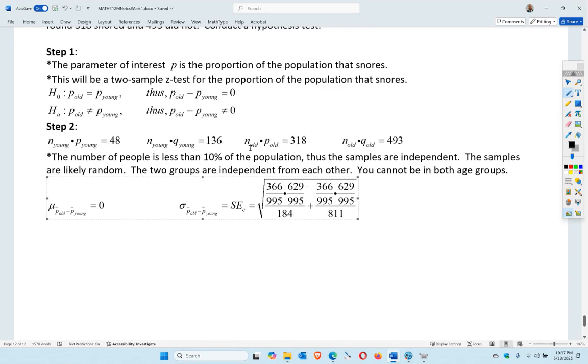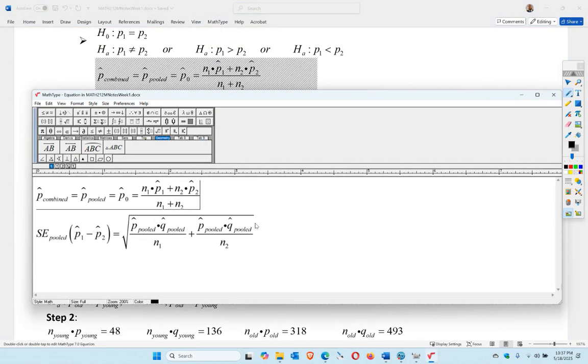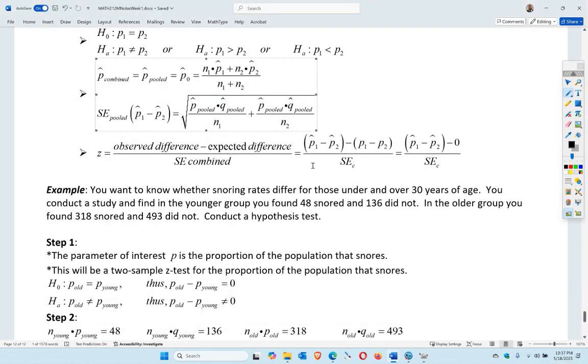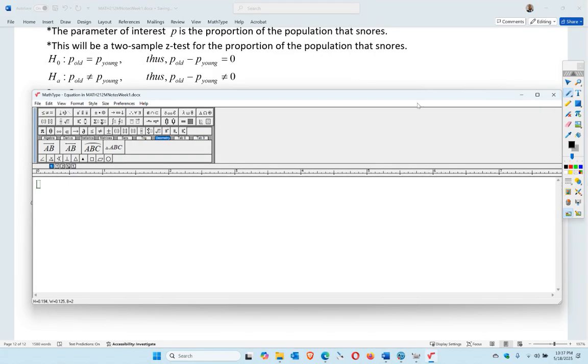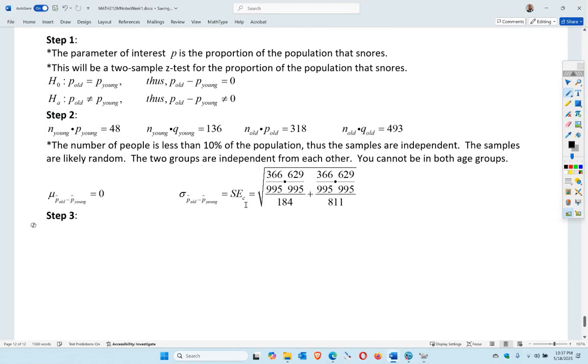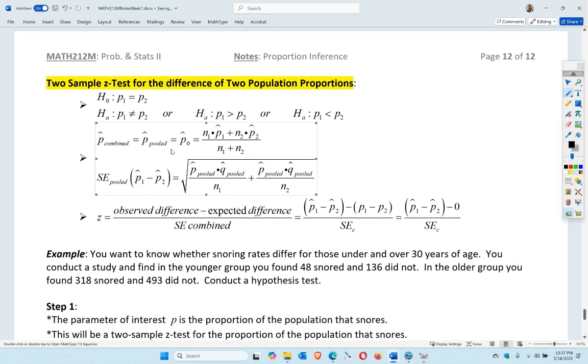So if we look at the formula, the standard error in this case is the pooled amount, basically. I have to add them together, the combined amount. All right, so I think I have it so far. So let's go to step 3. Actually, do I want to do that? I'm going to delete that. I'm going to cheat a little bit and go up here and copy that formula.